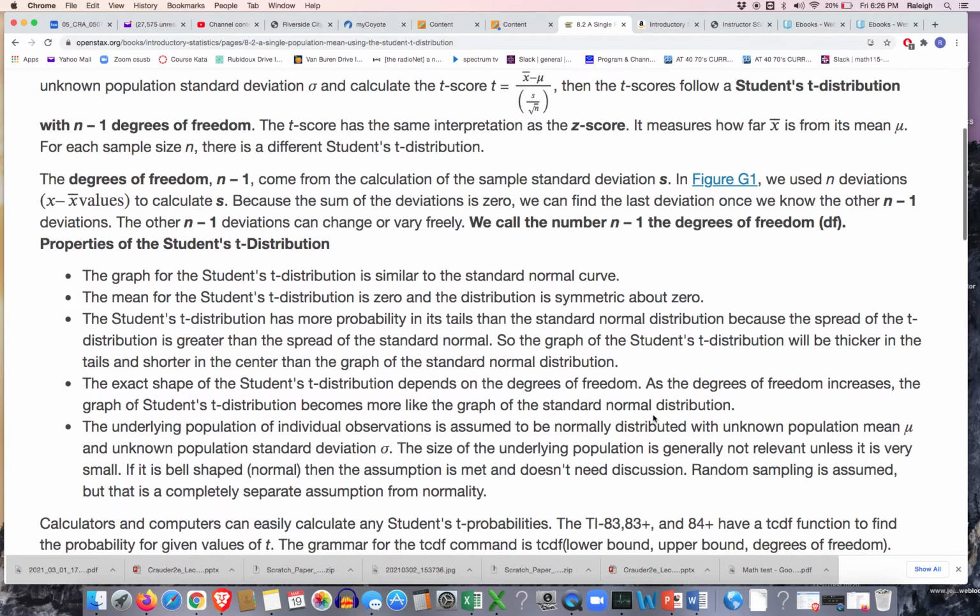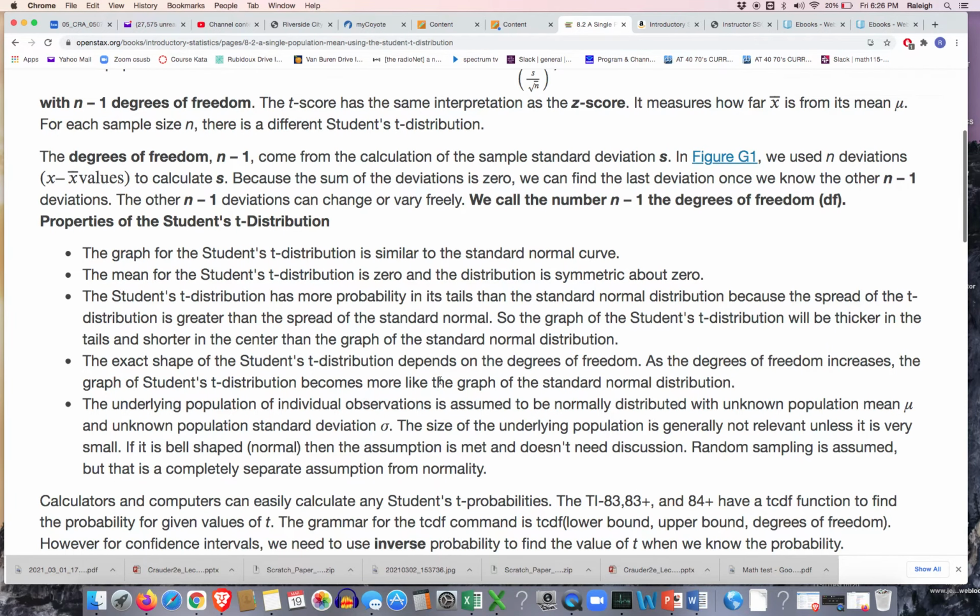But I did it when I worked for the Forest Service. I guess that was back in the 90s. Well, anyway, the exact shape of the student's t distribution depends on degrees of freedom. We looked at a couple of those.